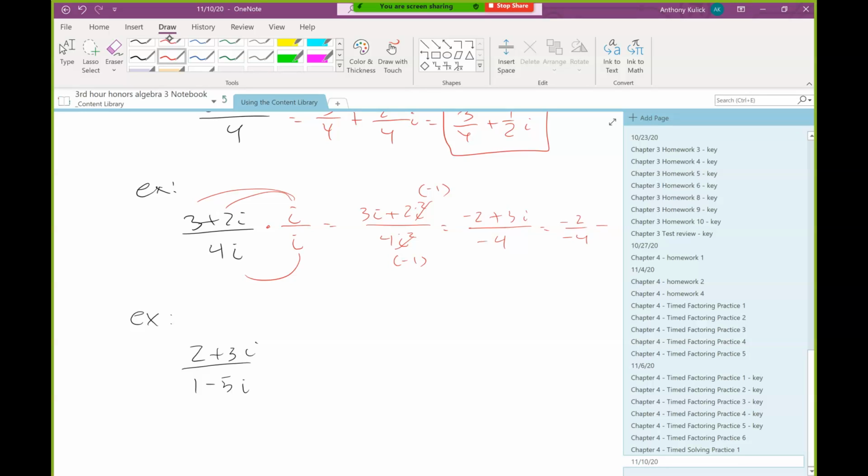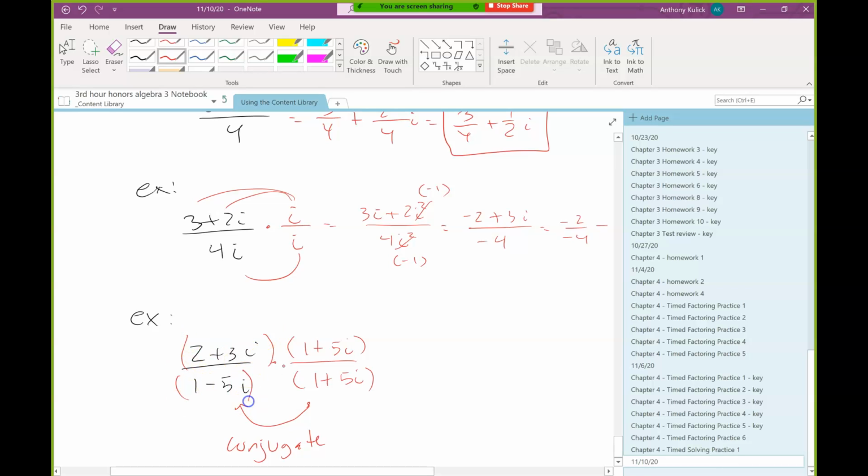We're going to multiply the top and bottom by 1 plus 5i. These things are called conjugates. A conjugate is where the sign in the middle is different, or is opposite, I should say. But you're just going to use whatever is in the denominator with the opposite sign in the middle. And then we're just going to FOIL this stuff out. Plus 3i plus 15i squared. And then 1 plus 5i minus 5i minus 25i squared.